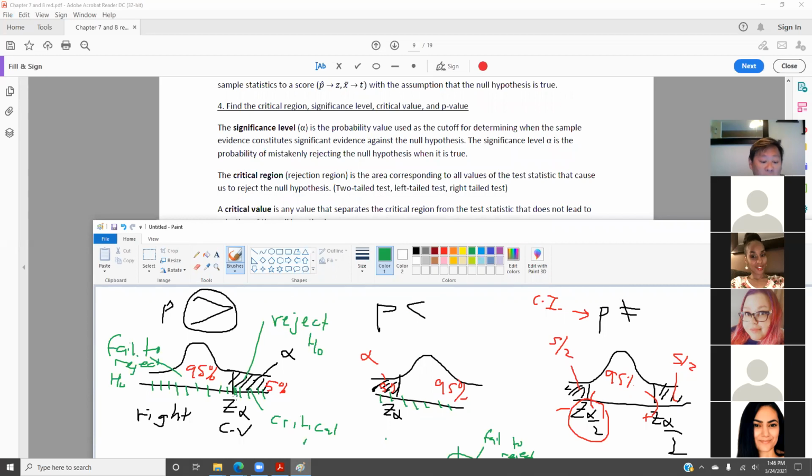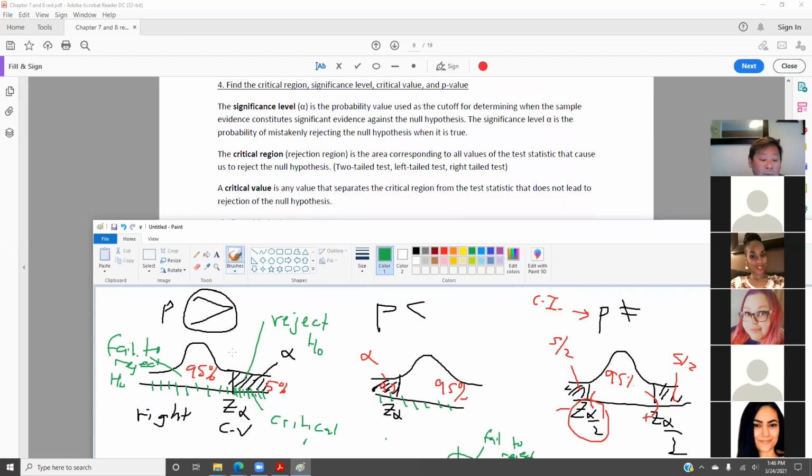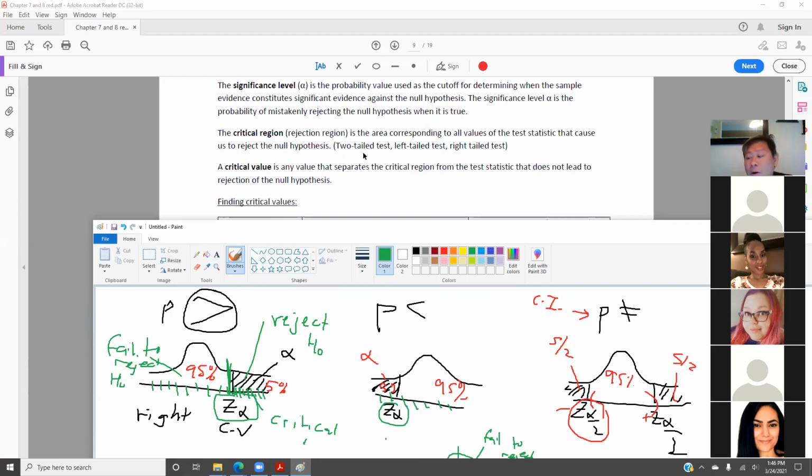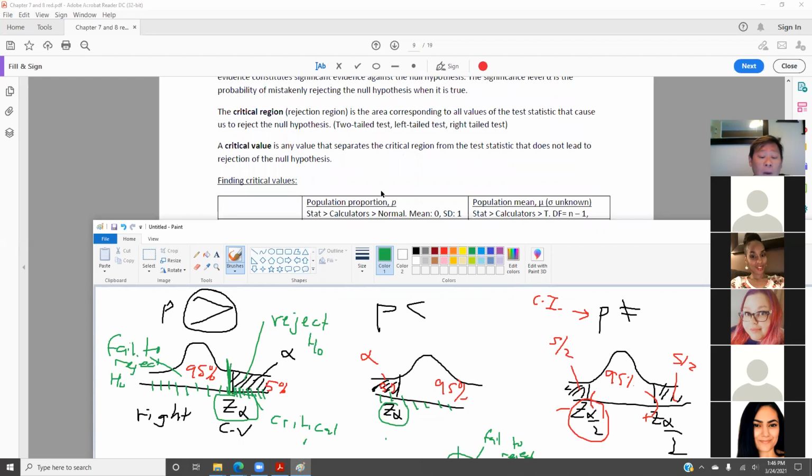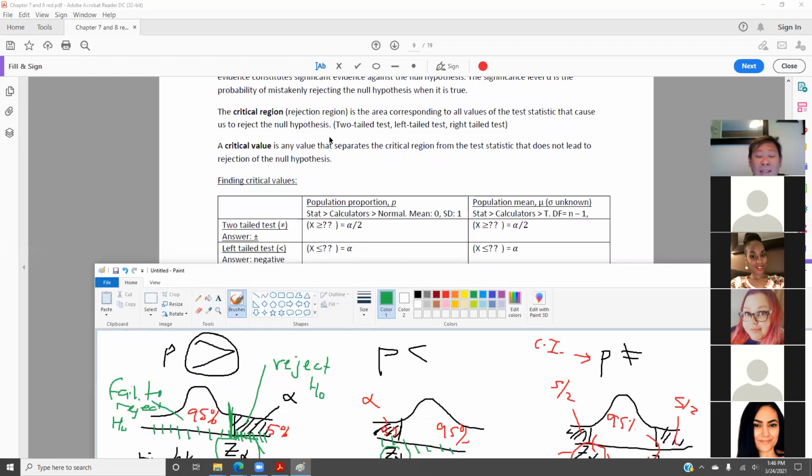So if your test statistic falls inside here, you have to reject it. Critical value is this borderline. So this Z alpha is your critical value. So these are all the names for it. So when you guys do your homework, you do not have to worry about your test. I won't come out with definitions, so do not worry about memorizing this.